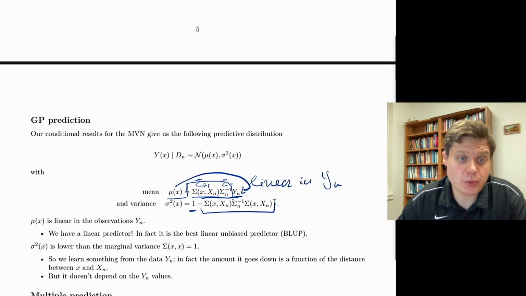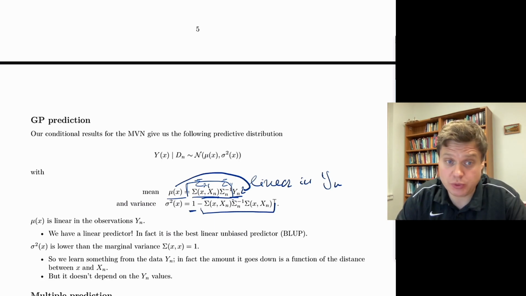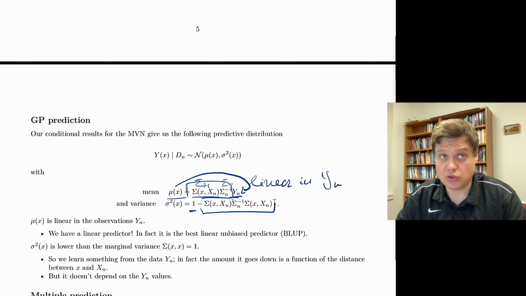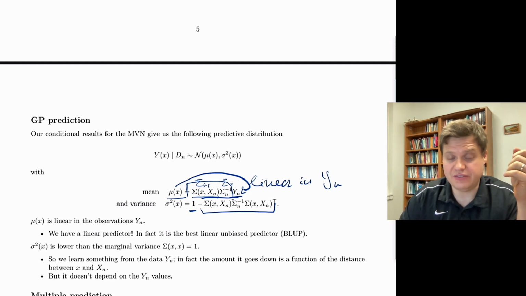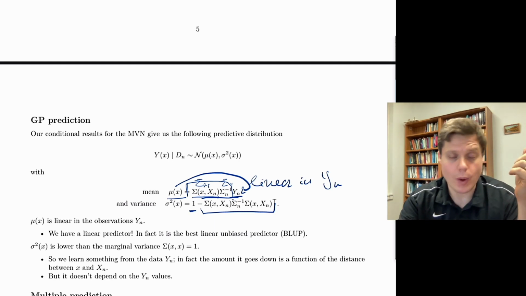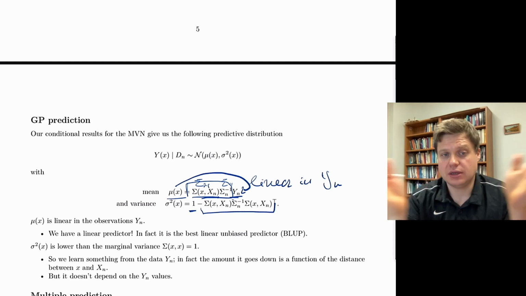And now sigma squared is lower than the marginal variance of 1. So we subtract some positive number from 1, so we learned something from the data yn. In fact, the amount it goes down is a function of the distance between x and xn. So the closer your new observation is to the observations you've seen in the data set, the lower the variance is going to be, and vice versa. The further you are away from the observations you've seen, the larger the variance is.